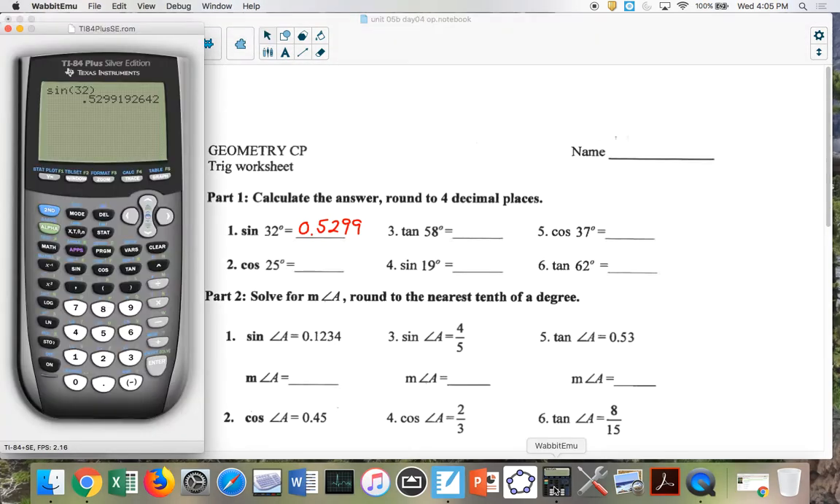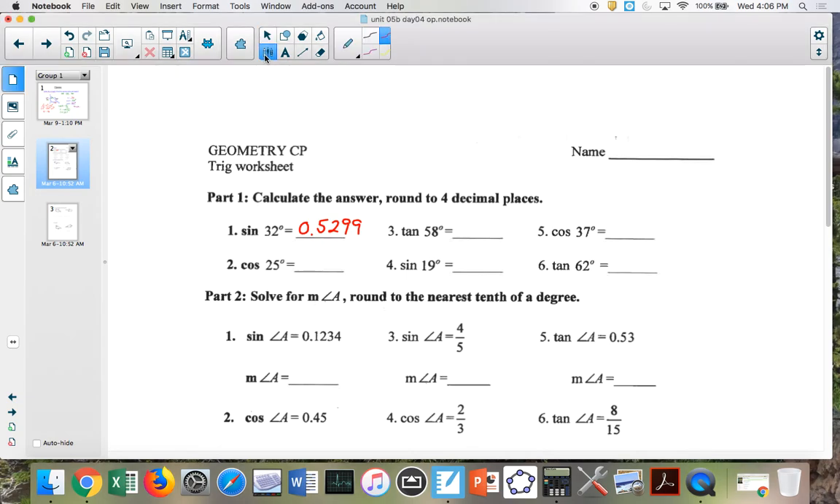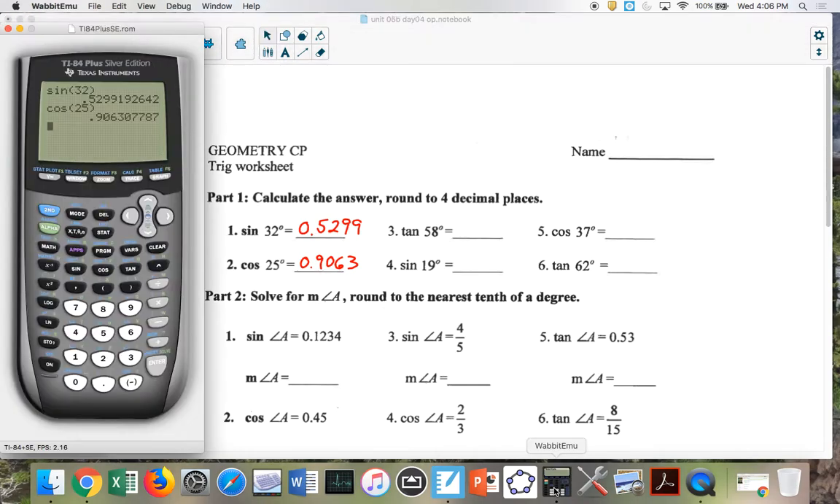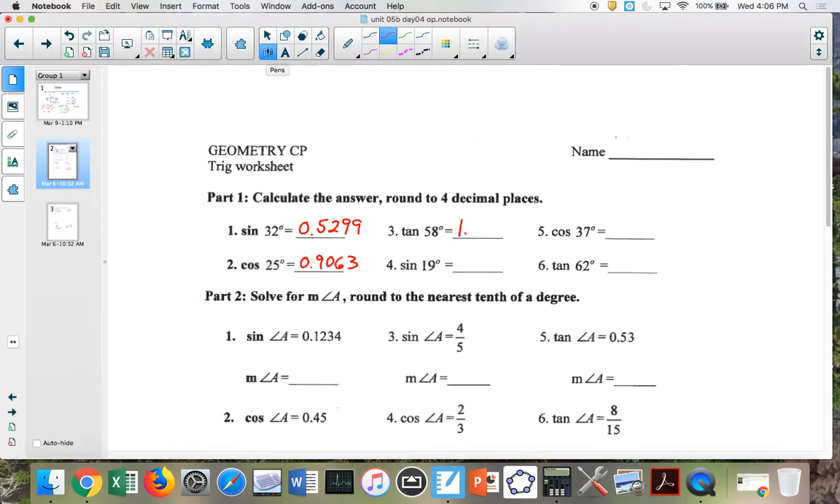And then we do the next one, the cosine of 25. 0.9063. Number 3 was the tangent of 58 degrees. 1.6003. And so on. So now you get the idea of how we calculate the sine or cosine or tangent of a particular angle.